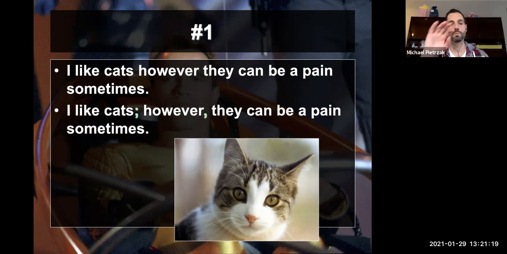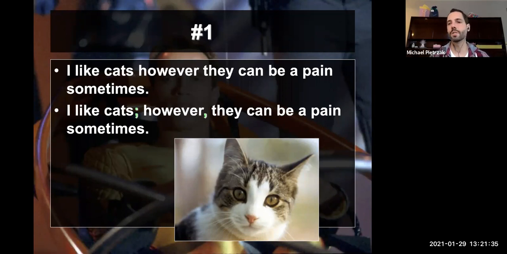I like cats, semicolon. However, they can be a pain sometimes. Okay, you see what we did there? I like cats is a complete sentence on its own. Like is the verb, cats is the subject. That's a complete sentence. Very simple one, but it works.